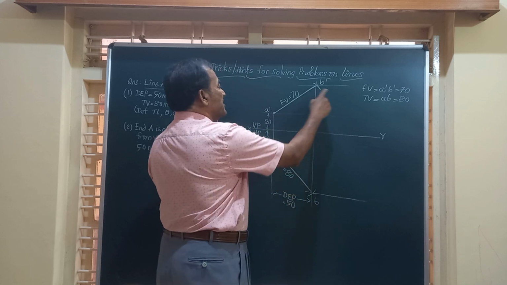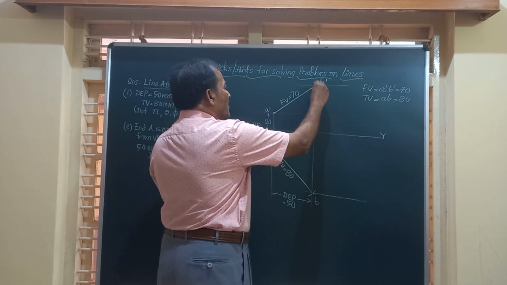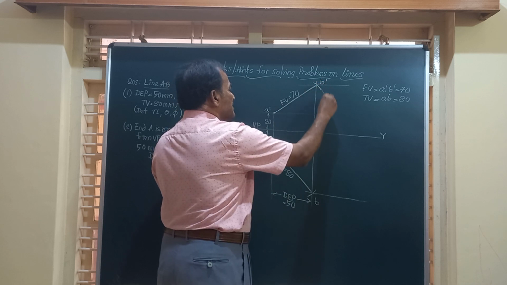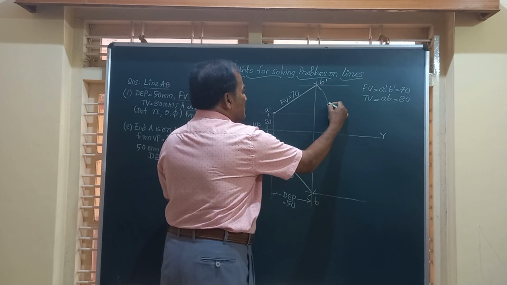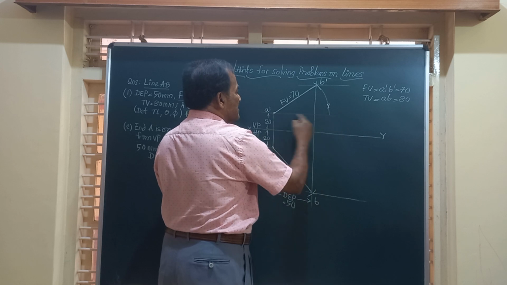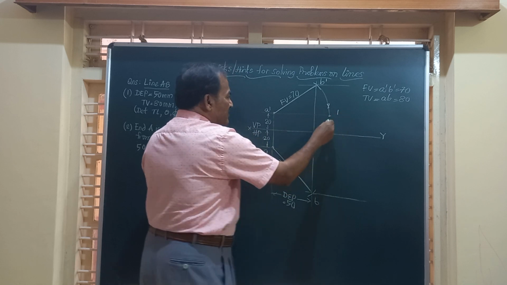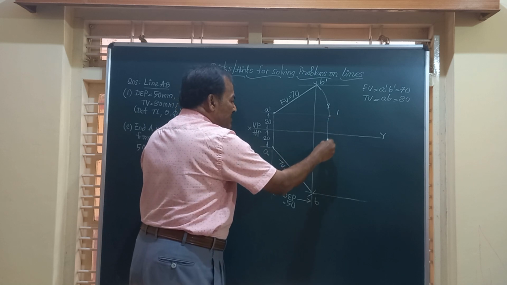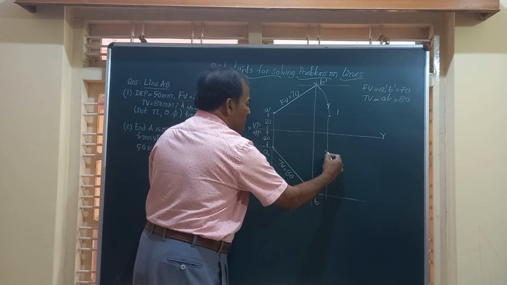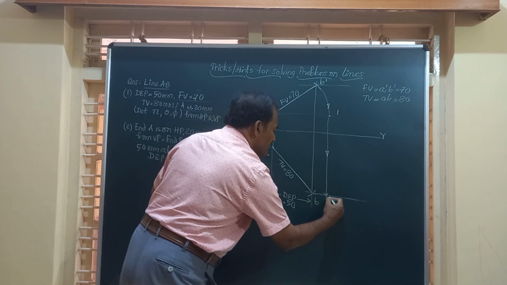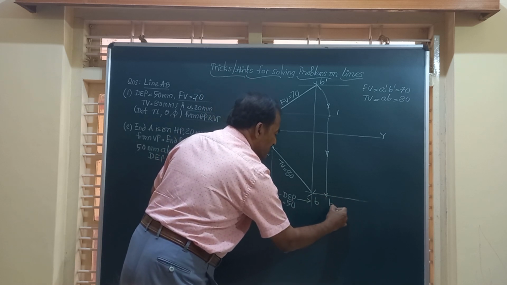So we have this front view. You can draw an arc with center A dash and A dash B dash as radius. This arc will cut the locus of A dash at this point 1. From point 1, you draw a vertical line straight downward. This is going to cut the locus of B at point B1.